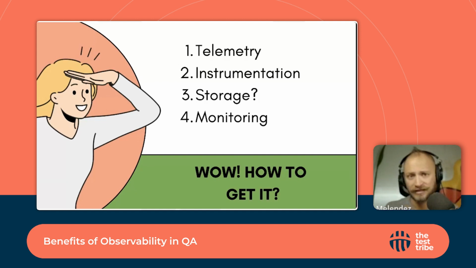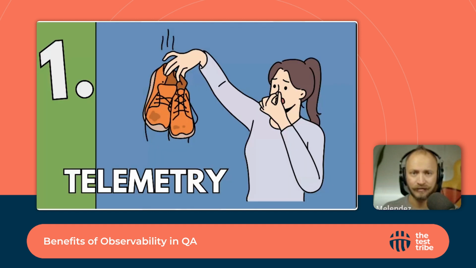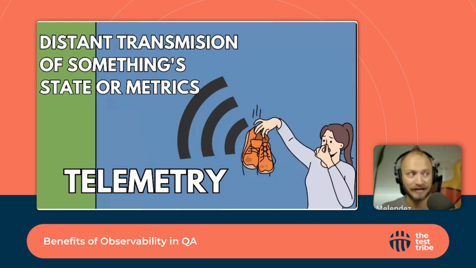So, first, let's check the first one, telemetry. Telemetry is the capacity of a system to transmit the information. It's like these shoes. You can be far from them, but you know what is the status of the shoes. They have this capacity of a distant transmission of the state. They will send you some metrics that you can, not read but identify. And these shoes are strong or they are fairly clean.